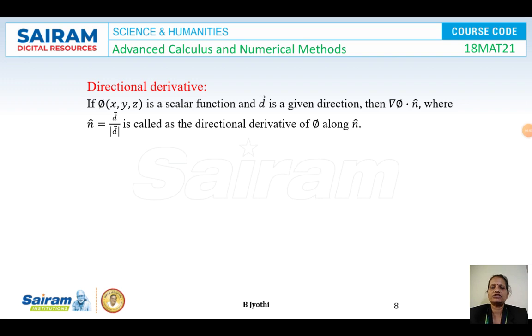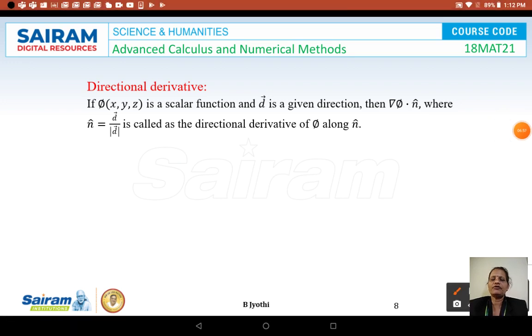Next is the definition of directional derivative. So what is directional derivative? If phi of x, y, z is a scalar function and d is the given direction, then del phi dot n cap, where n cap is equal to d divided by mod of d, is called the directional derivative of phi along the n cap.